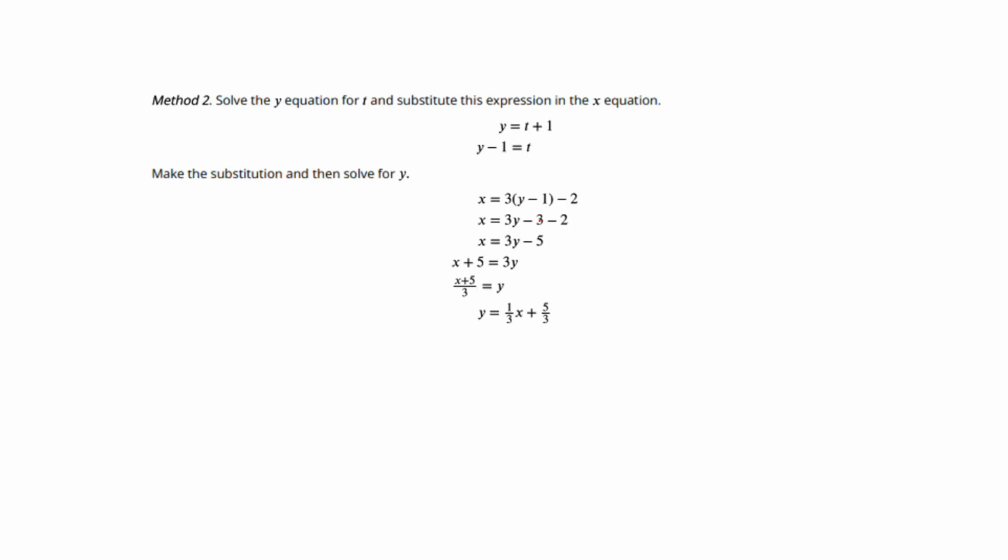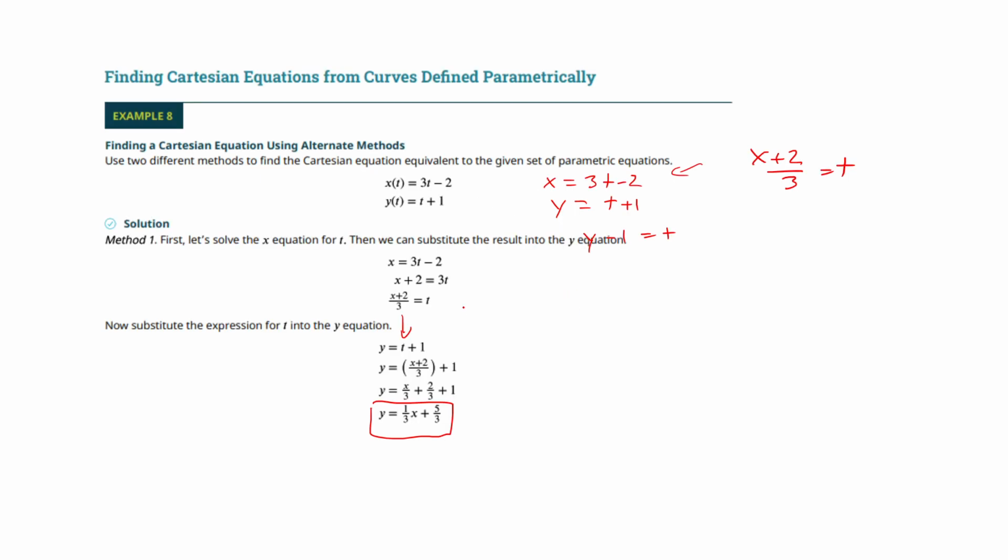But we could have equally chosen to go the other way. Suppose we had solved the easier equation for t. And now if this is what t equals, we could sub it in for the t in the other equation. And we get to the same point. So two different ways to get there, but in both cases we get the same line.